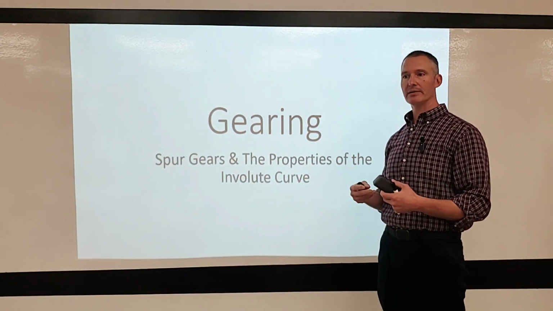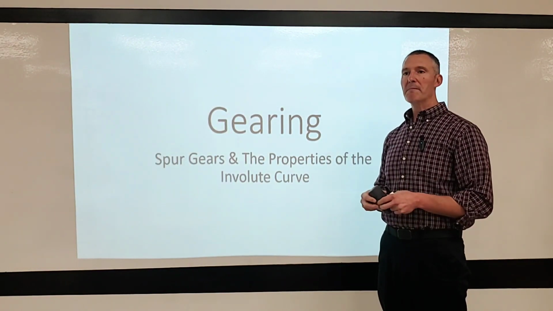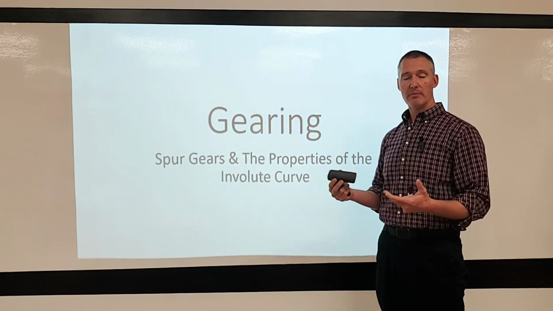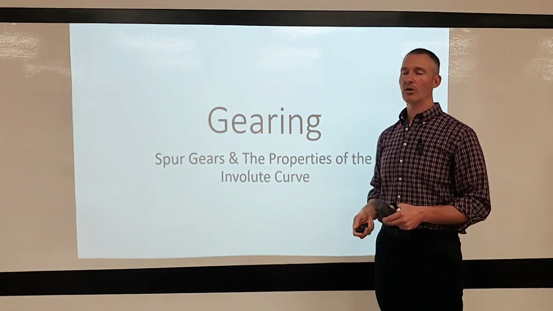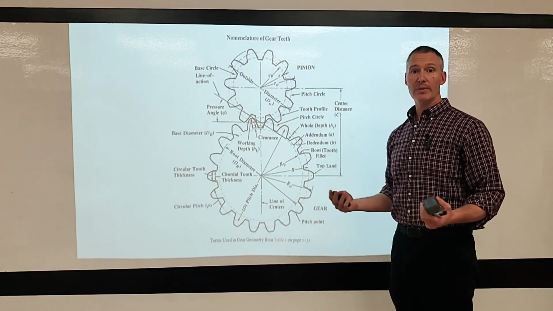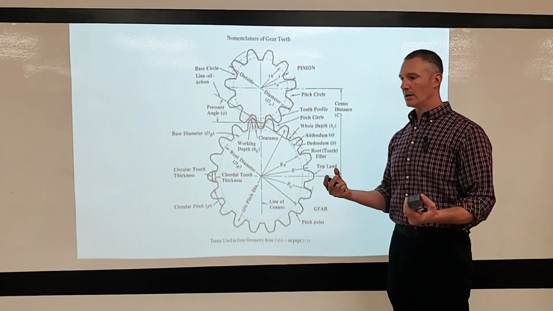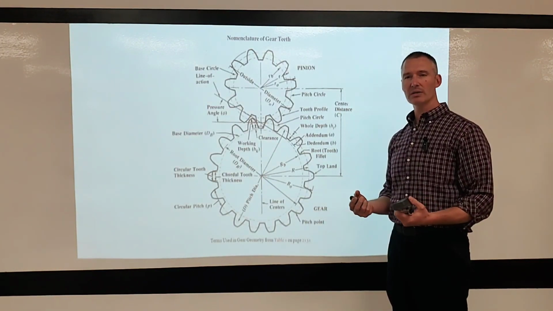Okay, and we're talking about the imperial system. We're talking about our system here in the United States. Most all of the metric is done off of a module. All right, we're not going to get into that today. There's a lot of similarities, but we're not going to dive into all that. But we are going to talk about the nomenclature of the gear teeth. That way we have an idea of when we pick up a gear, what are all the parts, and is it really that complicated? Well, it is and it isn't.